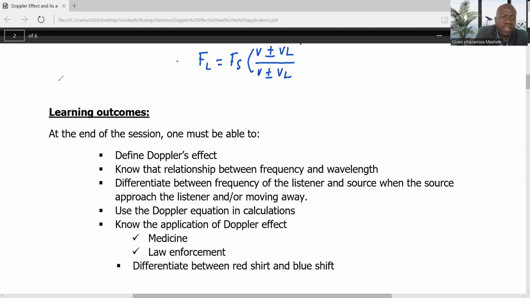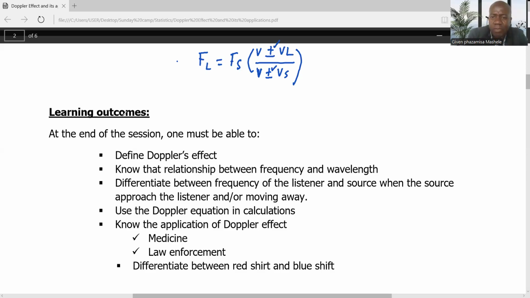I'm saying VS in the denominator, and I apologize. What does this mean, guys? It means that if we want to do calculations in Doppler, you can either use the plus formula or the minus formula. However, you cannot use them both, you have to choose one.